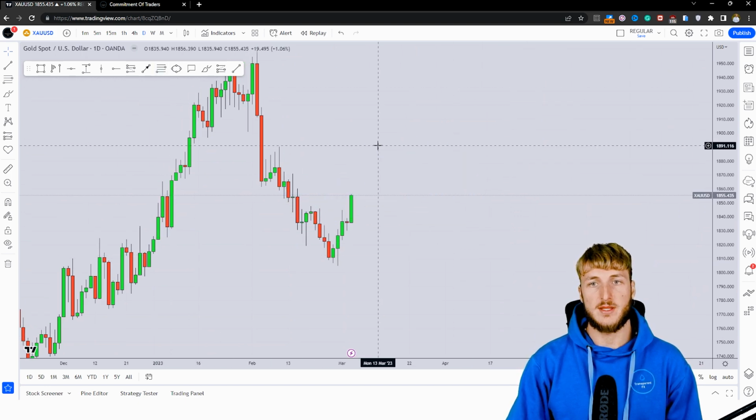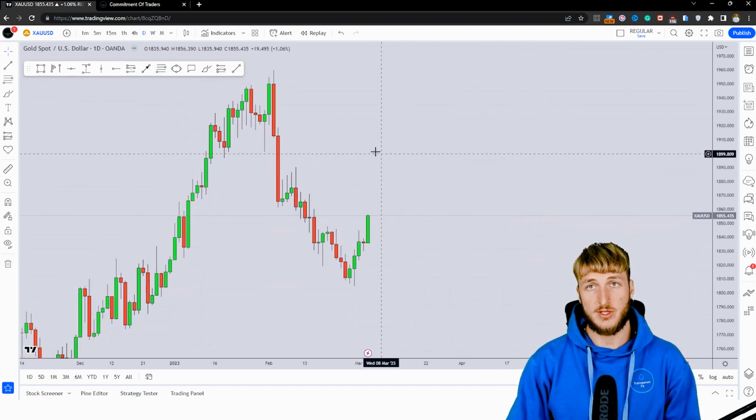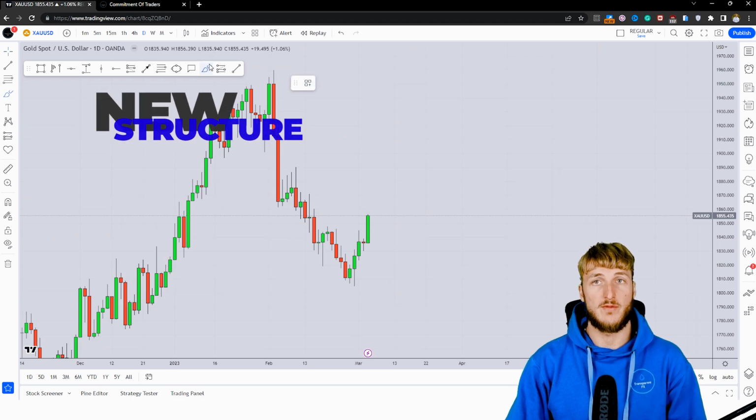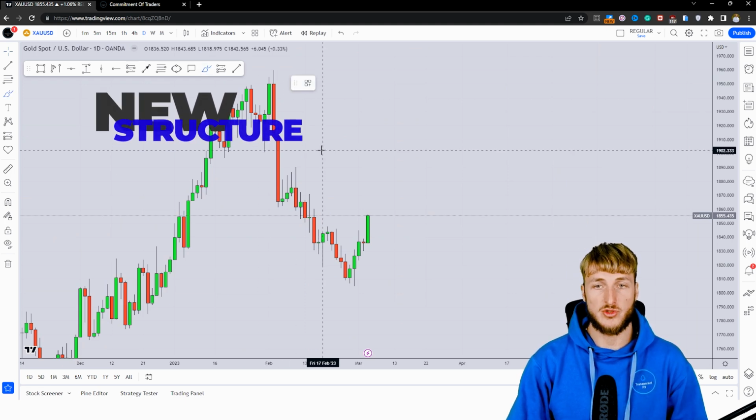Now, from a daily perspective, we can notice how the structure has just shifted from the structure of a bearish market to now having the structure of a bullish market.